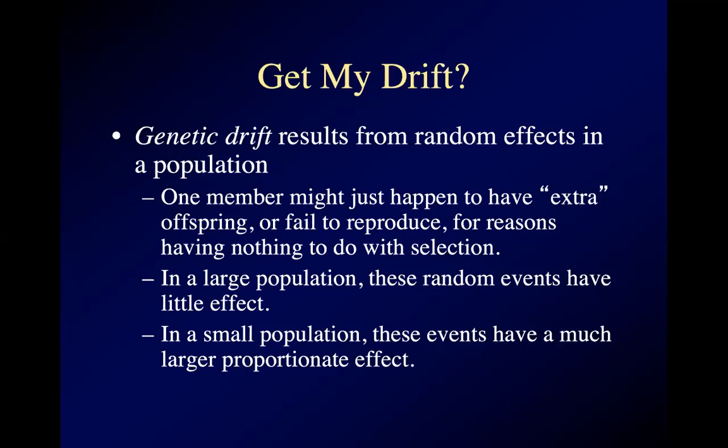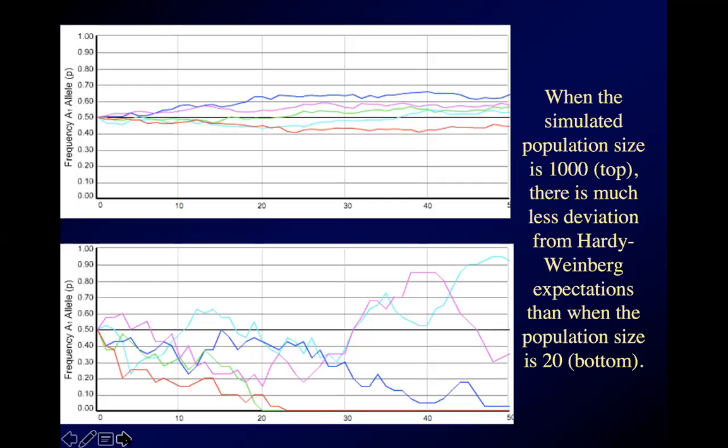So in a big population, there's always random events that happen. You know, there's always members of a population that, for no particular reason other than dumb luck, happen to have extra kids or maybe die before they have offspring, for reasons that have nothing whatsoever to do with selection. In a big population, all those random events have very little effect, and many of them will cancel each other out. In a small population, these have a much larger effect.